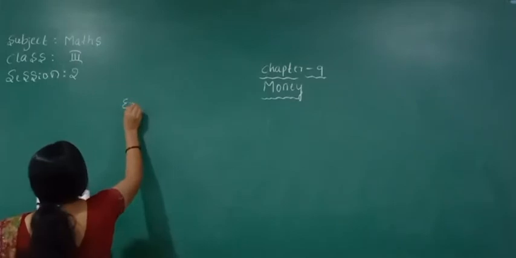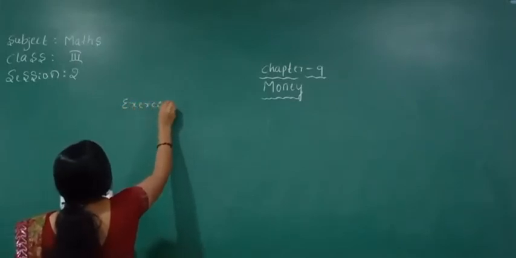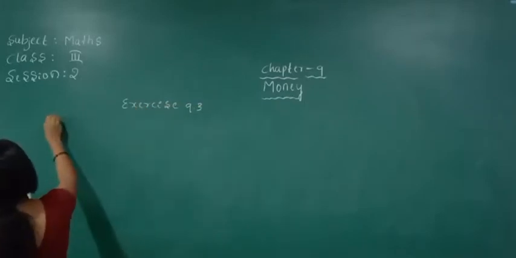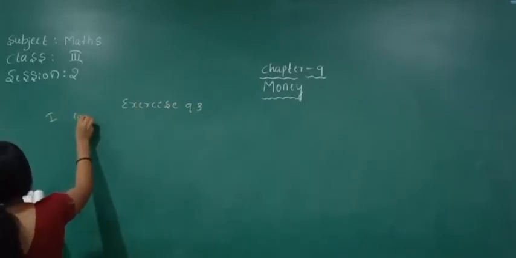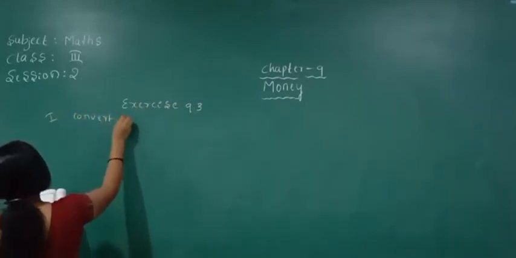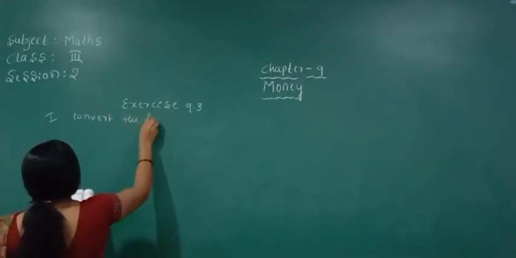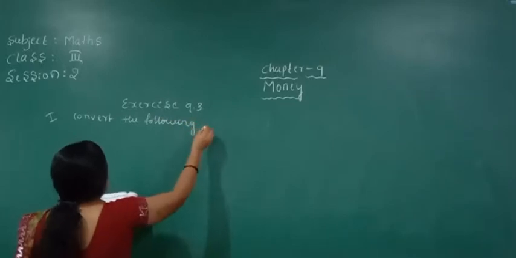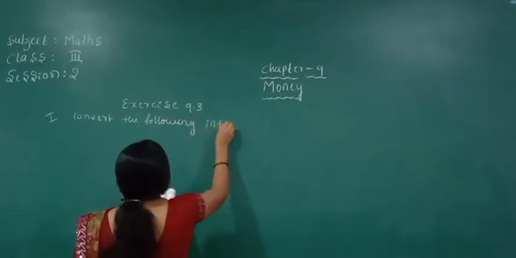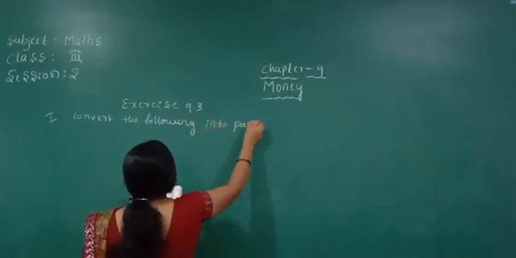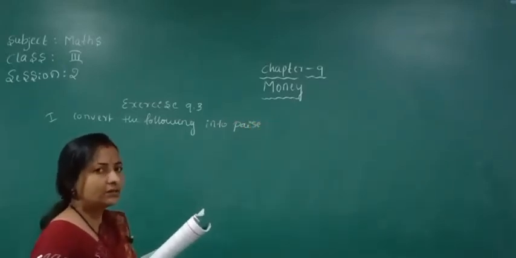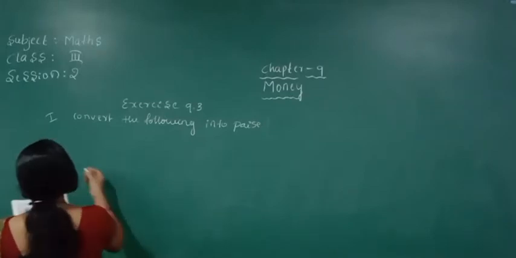Exercise 9.3. Students, first question: convert the following into paise. They are given here in rupee form, and we will convert them into paise form. So for example, the first one.